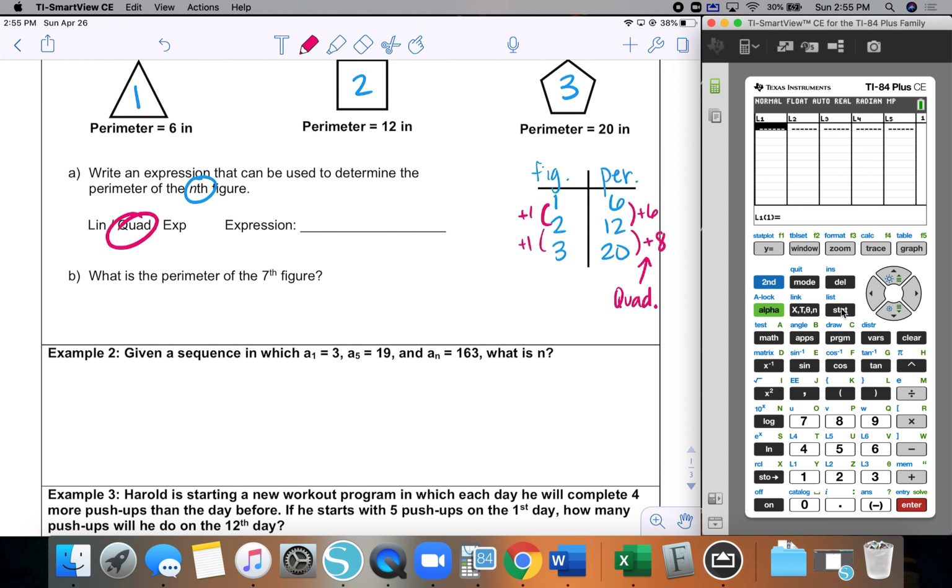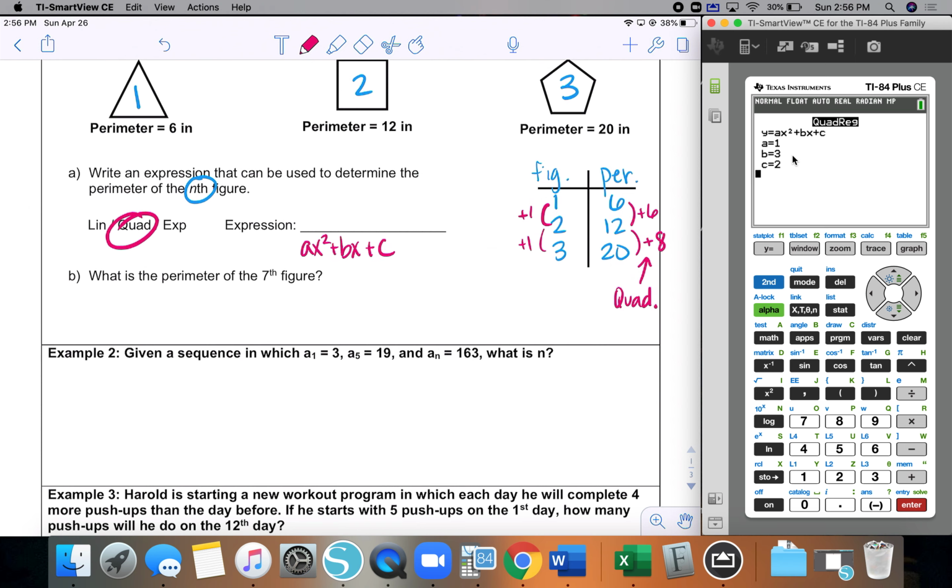So I'm going to put these into my table in StatEdit, and then I'm going to run quadreg. So STAT CALC quad, and I get the expression. Remember, at the top it tells me ax squared plus bx plus c, and then a is 1, b is 3, and c is 2.